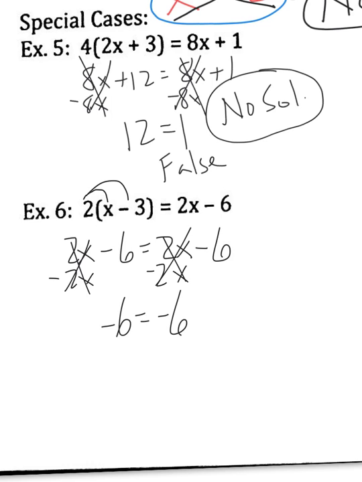So again, the variable canceled out. But in this problem, we get a true statement. Negative 6 does equal negative 6. The number there is irrelevant. Whether you get 0 equals 0 or 10 equals 10 or whatever, if there's truth there, think about what this means. We could plug any number in the world in for x, and this equation is always going to be true. So our answer for this, if you think back to Algebra 1, is all real numbers.